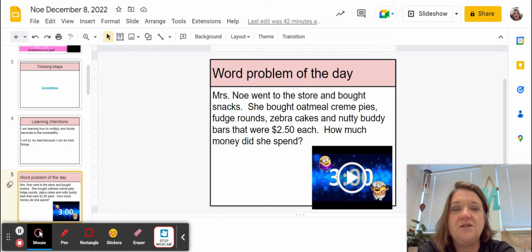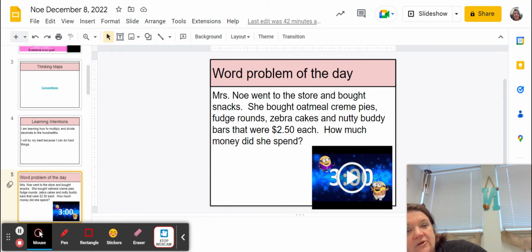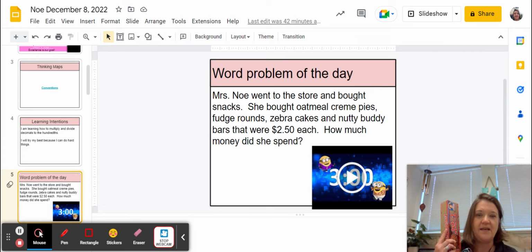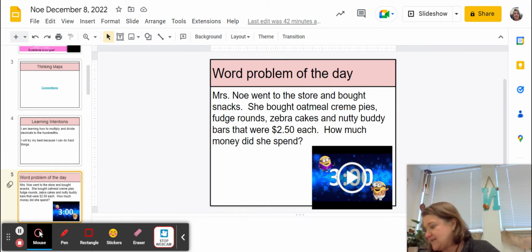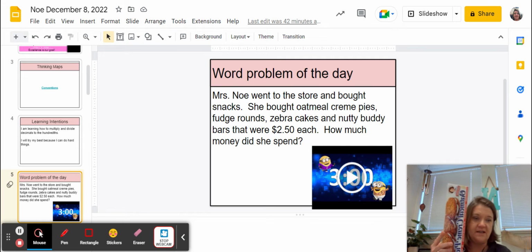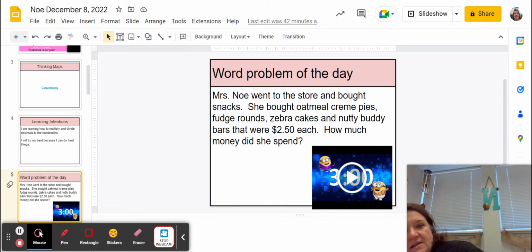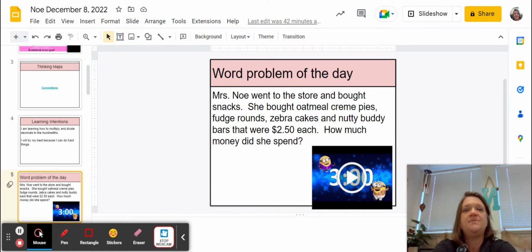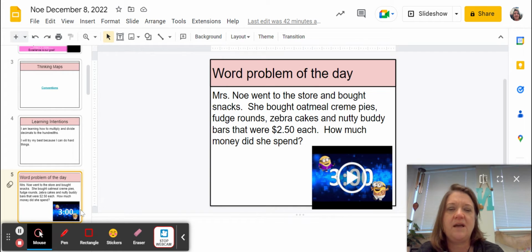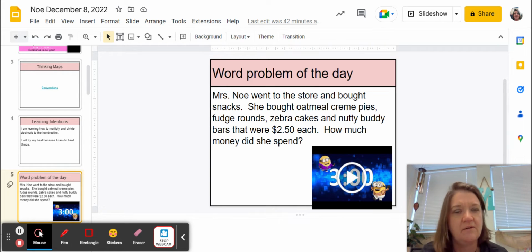Okay. So I went to the store and I bought snacks. I bought oatmeal cream pies, fudge rounds, zebra cakes, and Nutty Buddy bars that were $2.50 each. And just so you know that it's a real life situation, it's a real problem. So I went to the store and I bought 4 boxes of snacks, and each box was $2.50 each. How much money did I spend on snacks? So when you finish that, stop the video and then come back to the answer. Okay, stop the video.